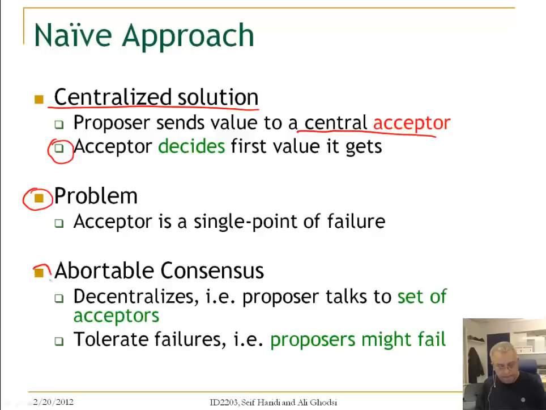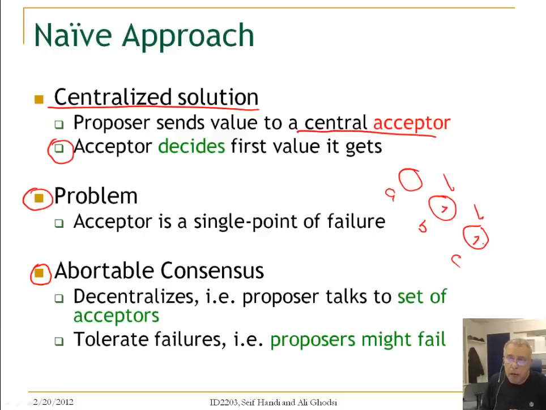and that is what we call in this lecture abortable consensus. What it's going to do is decentralize the decision. So the proposer will talk to a set of acceptors, assume for example three, and so this will be able to tolerate a failure. It's only if a majority of these acceptors agree on a value, for example, if we have acceptor A, acceptor B, and acceptor C, and B and C agree on a value, say value 1, then we will have a decision. That is the strategy.